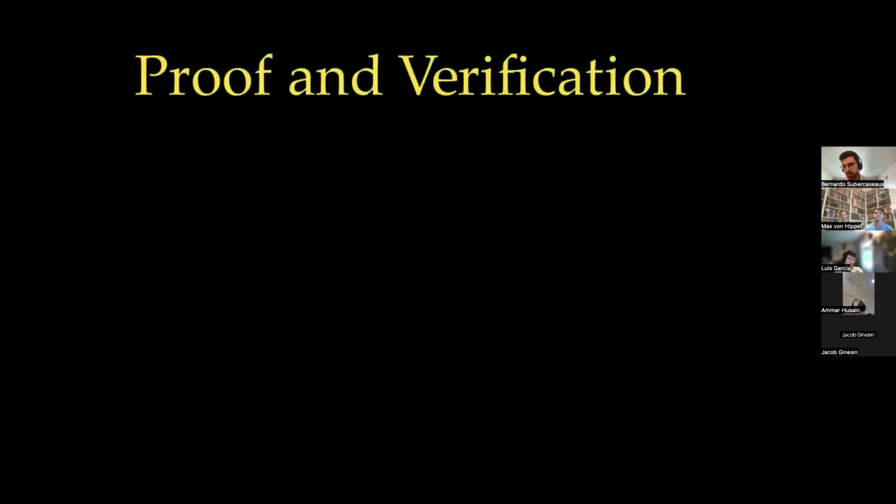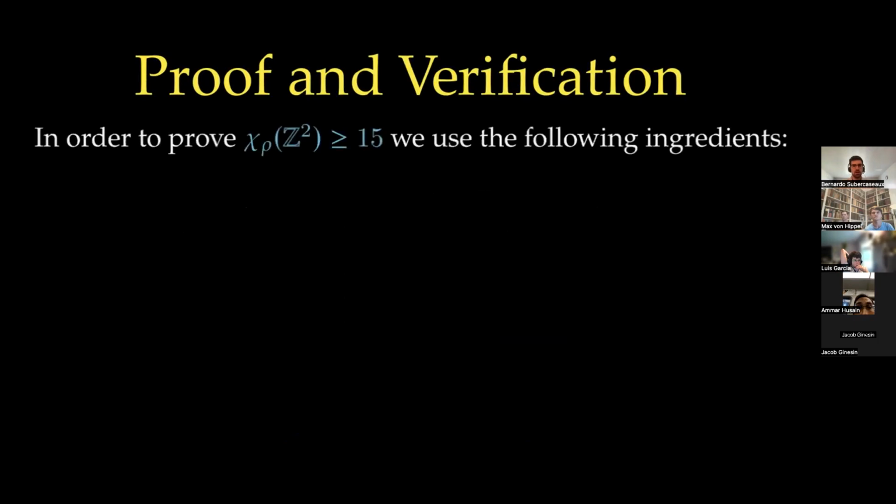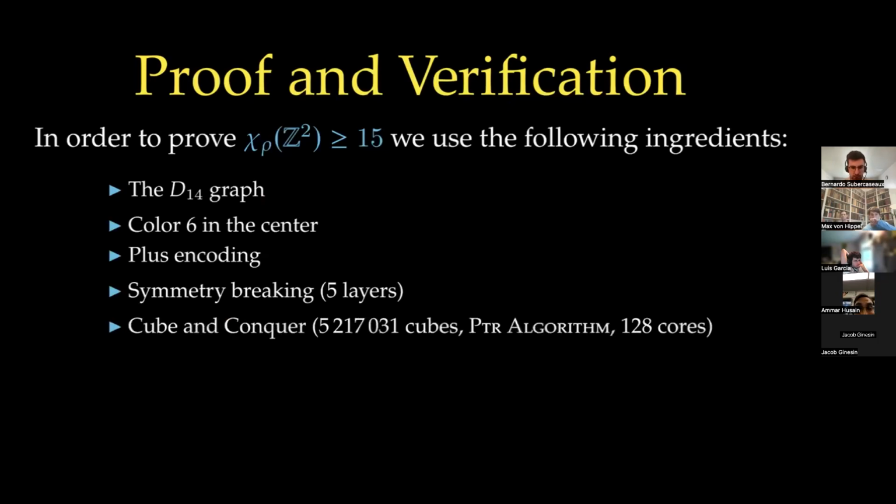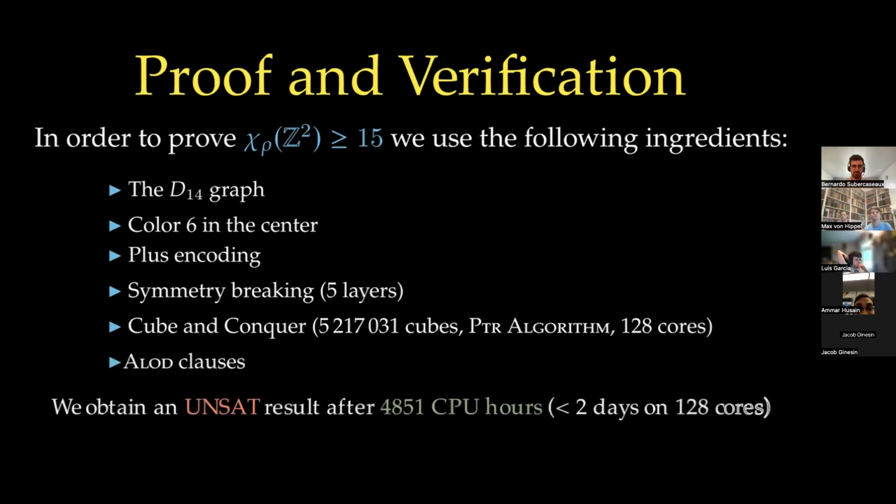So I'm approaching, I guess, the end. Let me talk about how do we prove that all of our ideas are correct, the cube and conquer, the symmetry breaking, and so on. So we use several ingredients. We use this particular subgraph, a color in the center, the plus encoding, symmetry breaking, 5 layers of it, cube and conquer with over 5 million cubes and a particular algorithm that we devised to do the split, these allowed clauses, and so on.